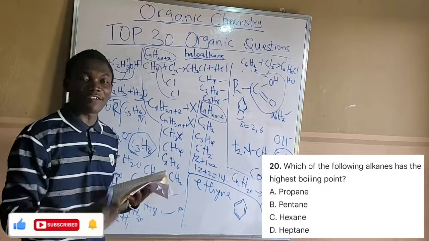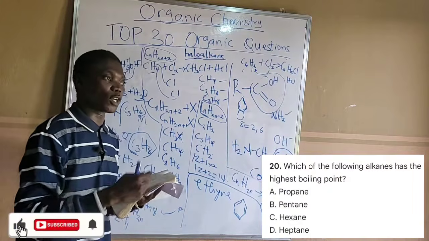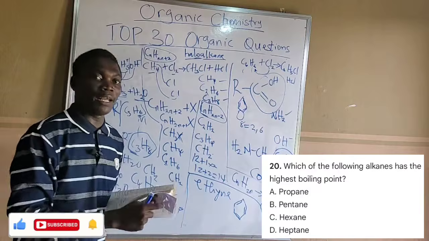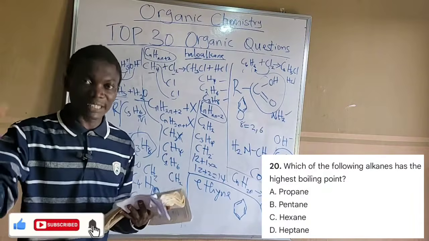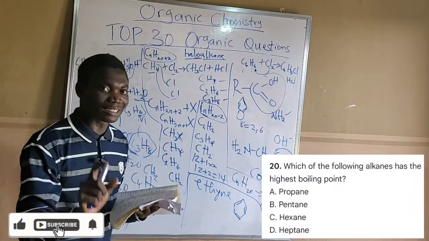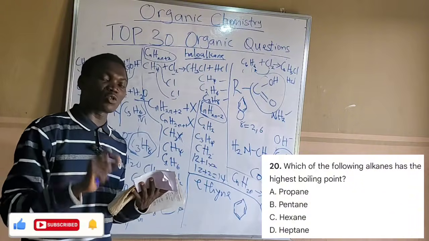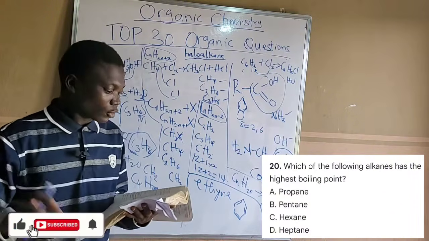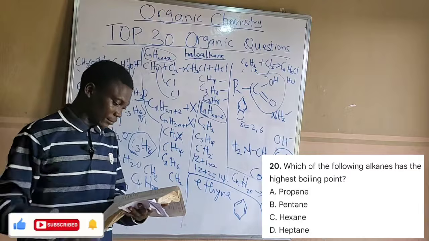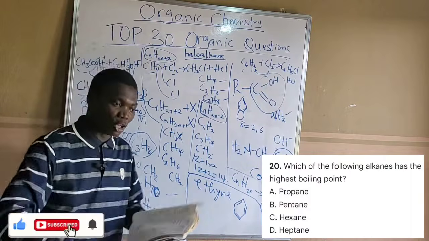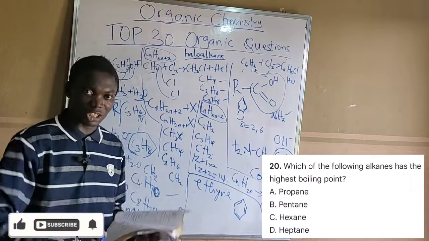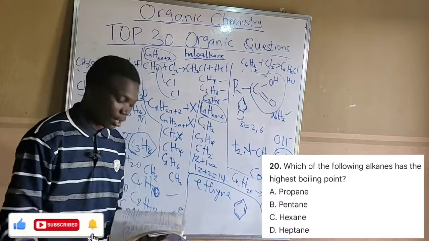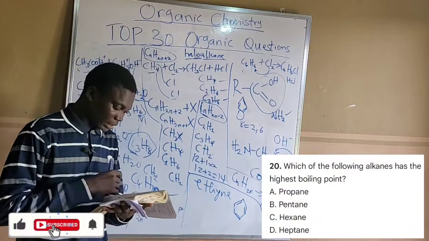When n is equal to 5, you have pentane. When n is equal to 6, you have hexane. When n is equal to 7, you have heptane. So now, as you are going down like that, the boiling point begins to do what? Increase. So the correct answer is heptane.